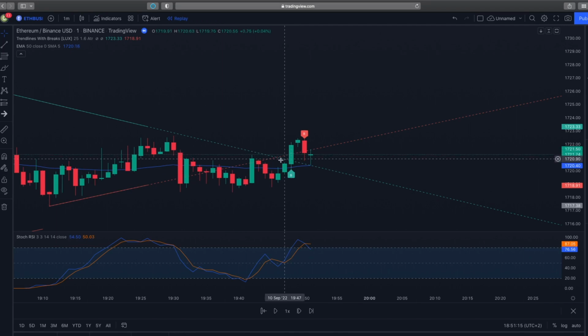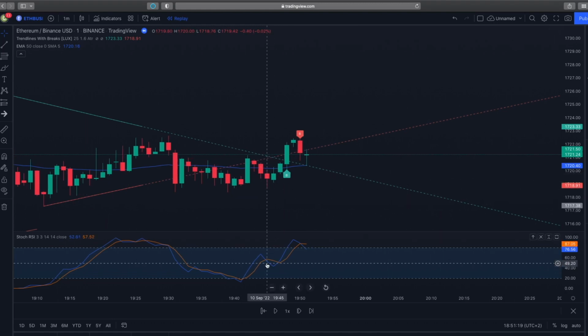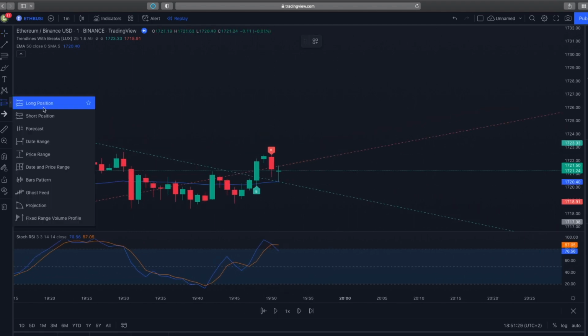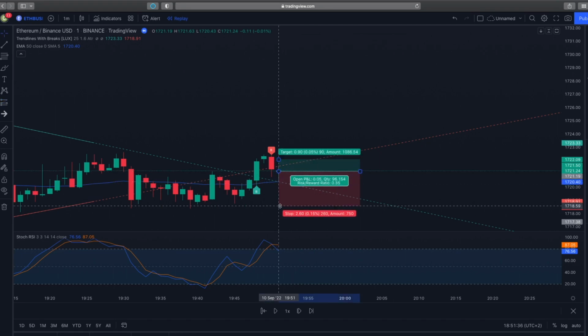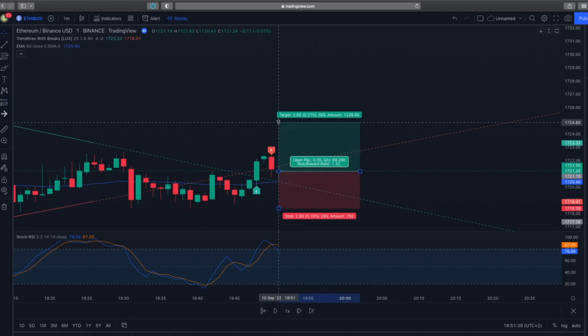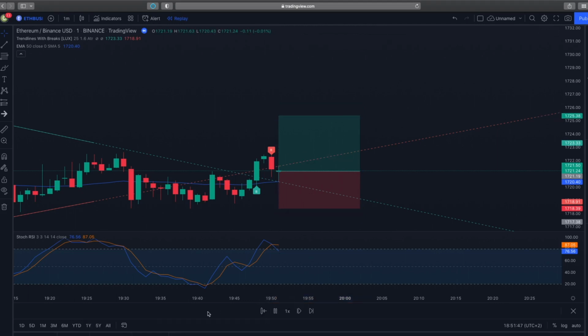So let's count back 1, 2, 3 and see where the stochastic RSI is. It's right in the middle of the stochastic RSI chart. So I would consider this to be a risky trade, but let's enter it nevertheless. Stop loss at previous swing low, take profit at 1 to 1.5. Let's play it safe and see how this goes.